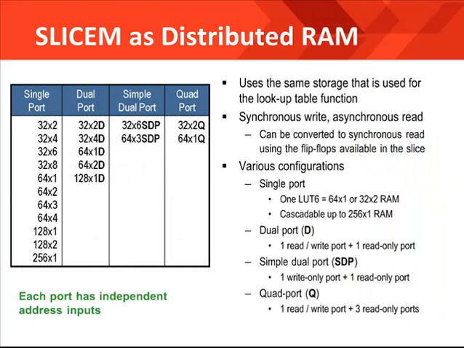Many, but not all, LUTs in the FPGA can be configured as distributed RAM. This is a small 64-bit memory that can perform as a single, dual, or quad port memory. Each port has independent address inputs and has a synchronous write and an asynchronous read. There are 4 configurations, as you can see from the slide. Most customers use these resources for DSP applications.